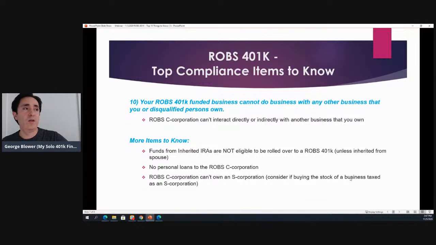And so there is a Department of Labor opinion letter out there that could be used to easily challenge that as a prohibited transaction. You know, other simple examples could be, let's say that you own commercial real estate and you were planning on having this ROBS C corporation lease commercial real estate space from this other entity that you own that owns that commercial real estate. Another example.